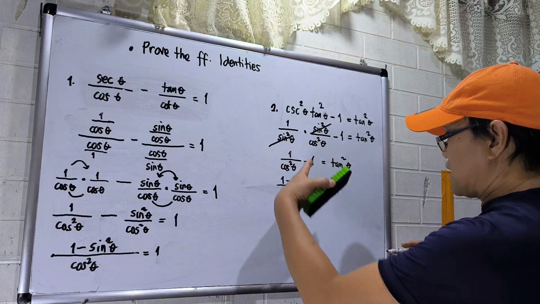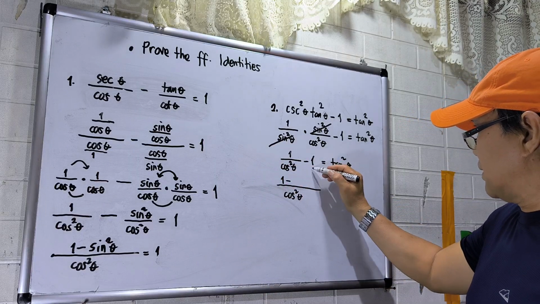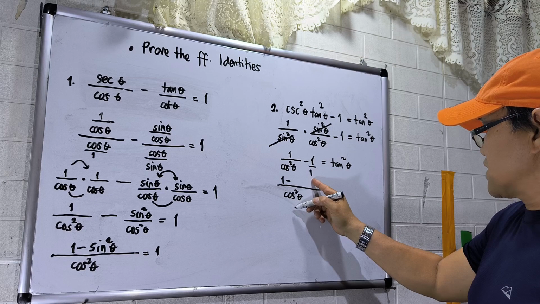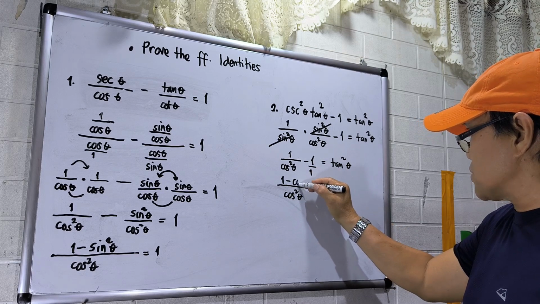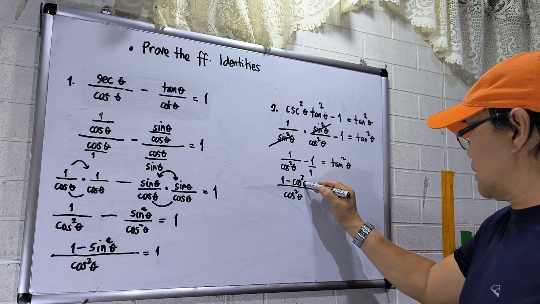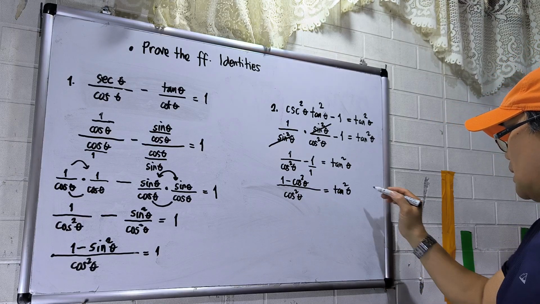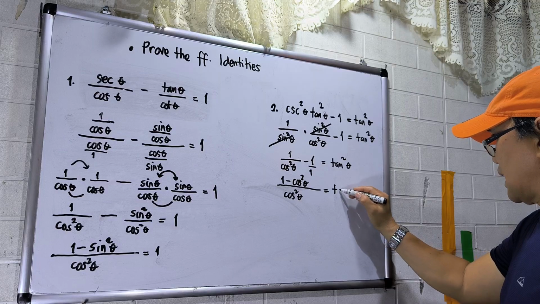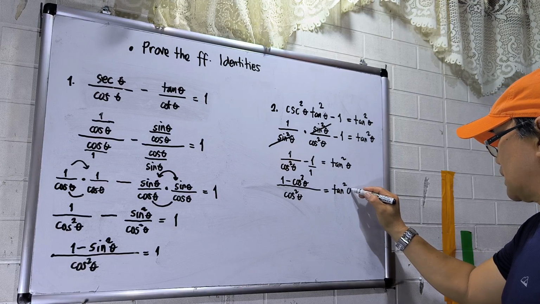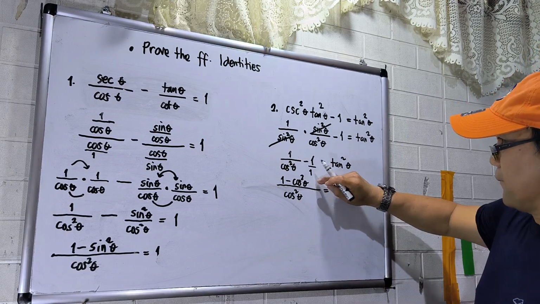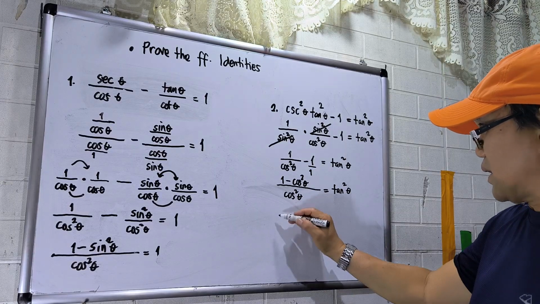Divide, that will be 1, because 1 times 1 is 1. Then divide, there is 1 in here, that is cosine squared times 1. This will be cosine squared theta. This is equal to tangent squared theta. What is 1 minus cosine squared?